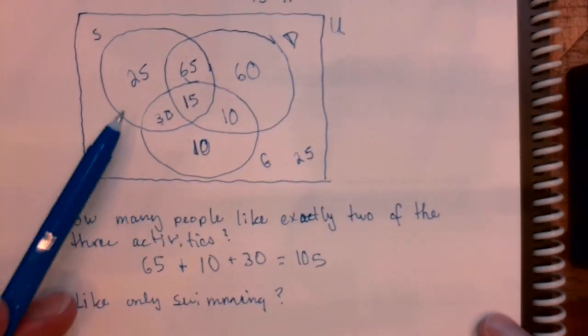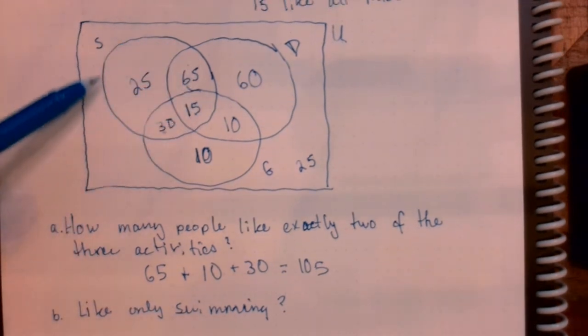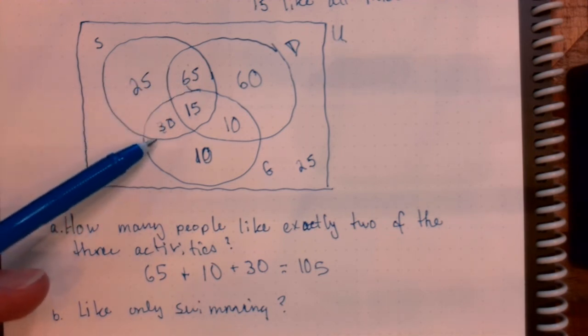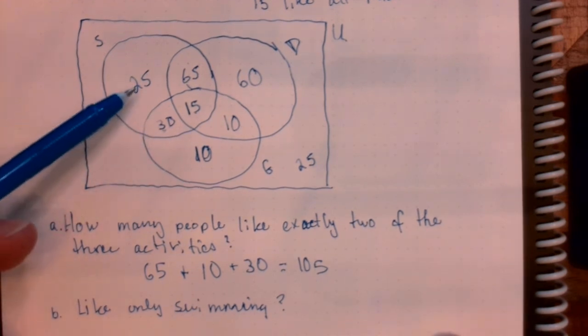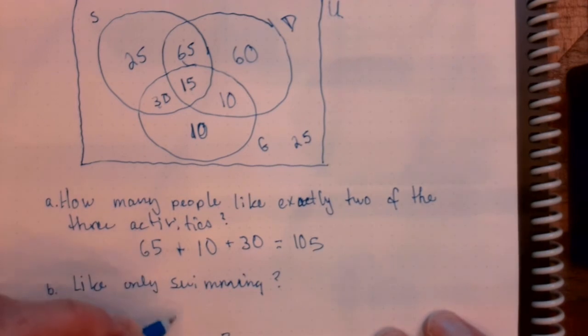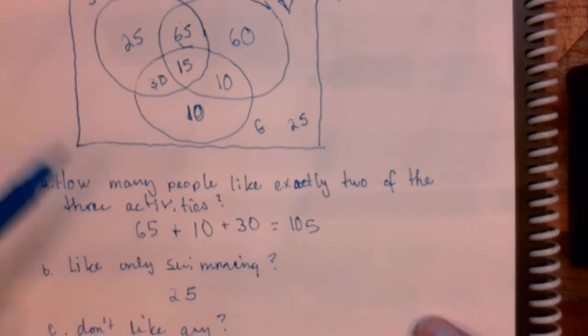How many people like only swimming? Okay, we can get this right from the diagram. If I total the entire circle for swimming, that includes people that like dancing, it includes people that like games, and people that like all 3. In this question, we want only swimming, so that's that 25 people right there that are away from the other 2 circles. Okay, so we didn't have to do anything for that. We just got the answer right there.